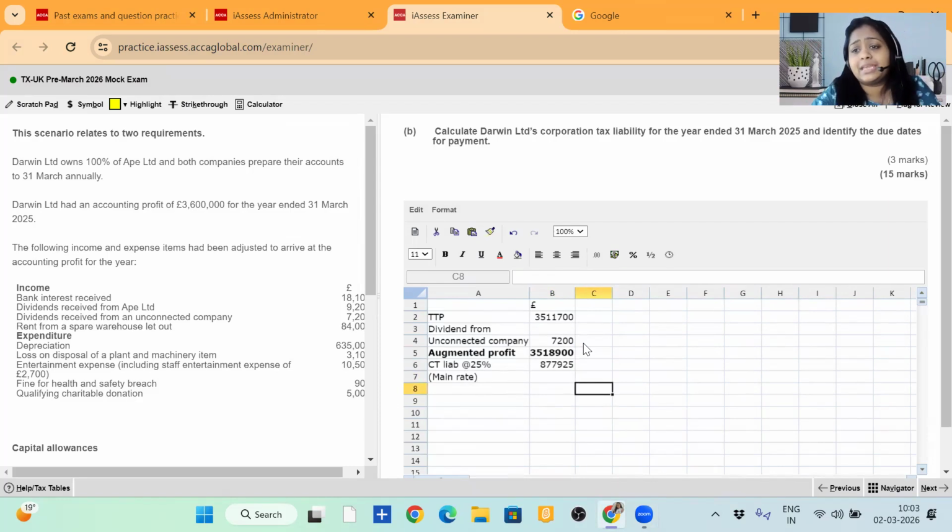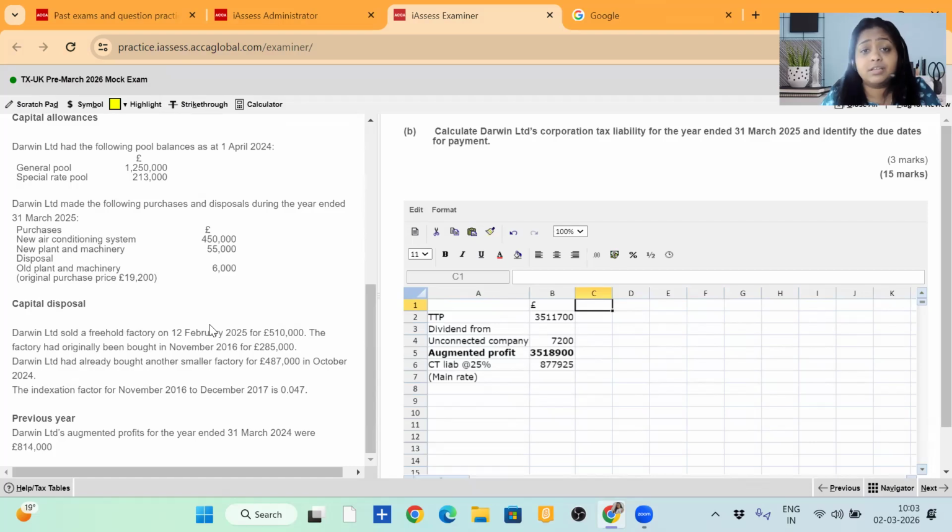Yes. Now let's go to the second part of the question, which is identify the due dates for payment. And the last day data is given to me, which clearly tells me that we have to check whether it's a large company or not. So please do the checking here. So now what will be the revised threshold? Revised threshold with two associated companies, with one associated company, 1,500,000 divided by 2, 750,000.